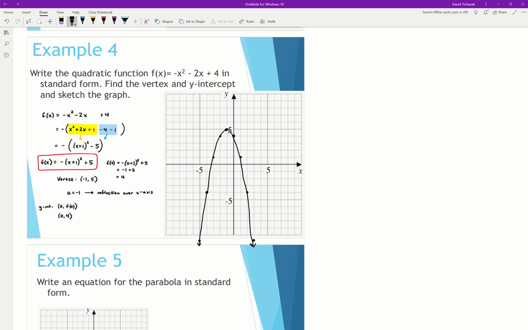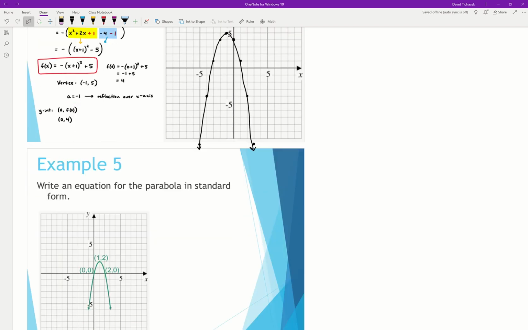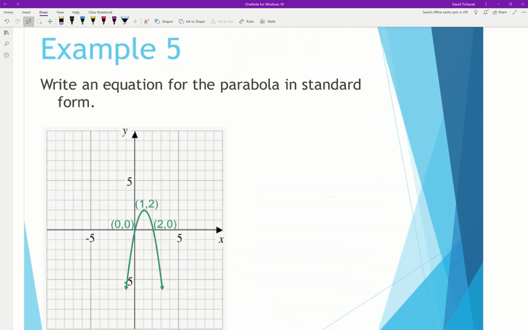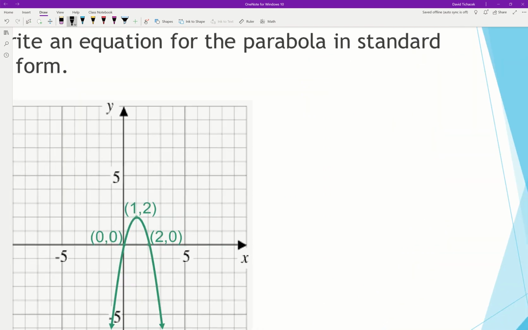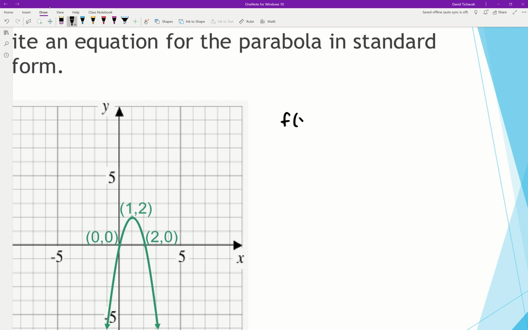All right. So again, whenever you want to rewrite a general form into a standard form, you're going to have to complete the square. Example 5. So here we're given the graph, and now we need to come up with the actual function formula. And so because the vertex form is that form that kind of helps us translate from the function to the graph, let's go ahead and start with that form here.